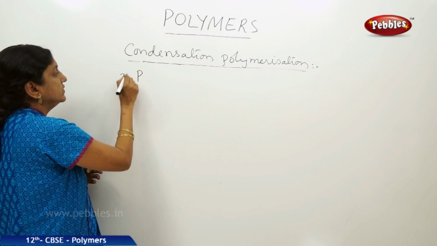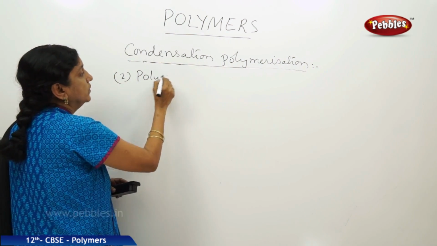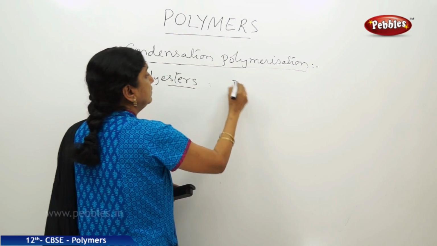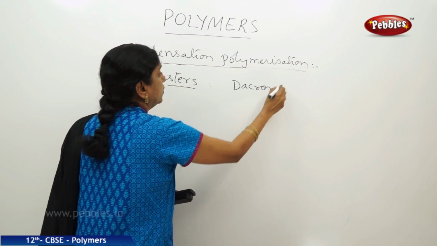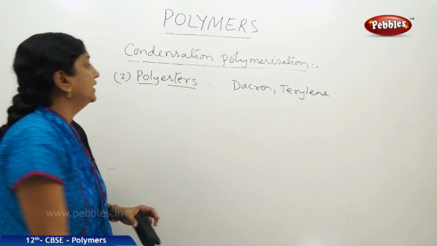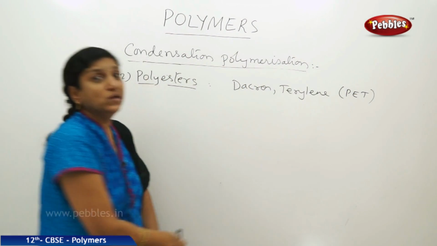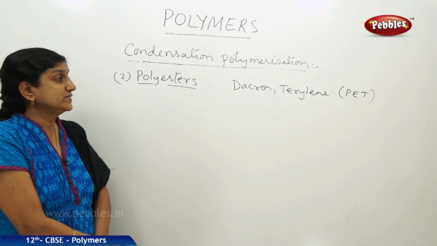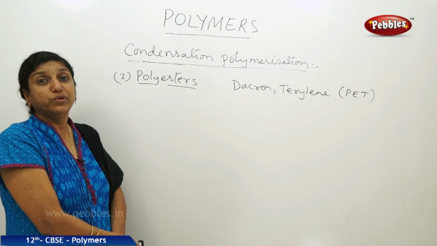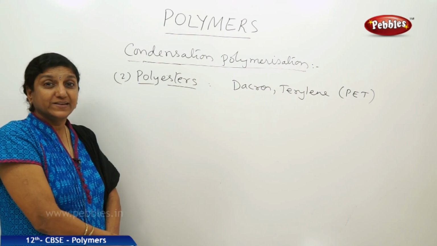Polyesters. The second type of condensation polymers. Usually they are available under the brand name of Dacron or Terylene. Polyethylene terephthalate is the chemical name of this particular type of polyester. So, Dacron or Terylene, let us take one example where the ester group is formed by condensation between the alcohol group and the carboxylic acid group.